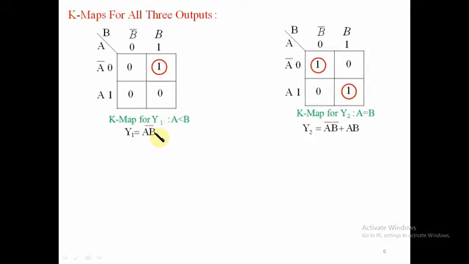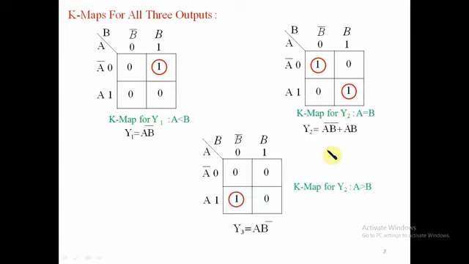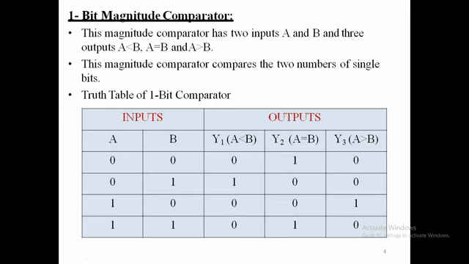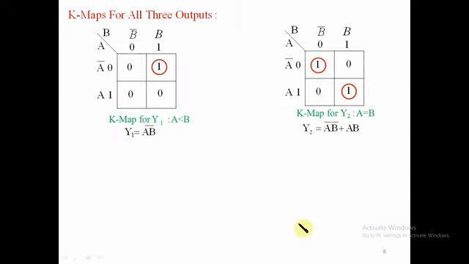Next one, for y2, go through the table. In y2, the first cell is 1 and the last cell is 1. Now we solve that: a bar b bar plus a b. That is the y2 equation for a equal to b.